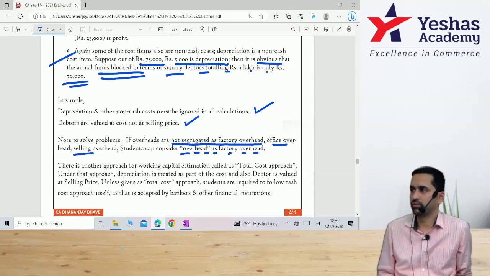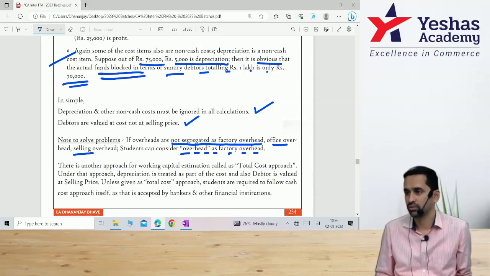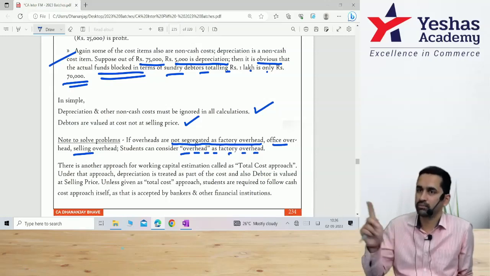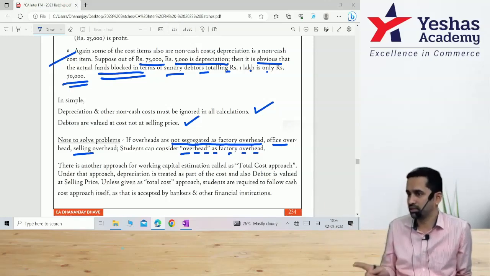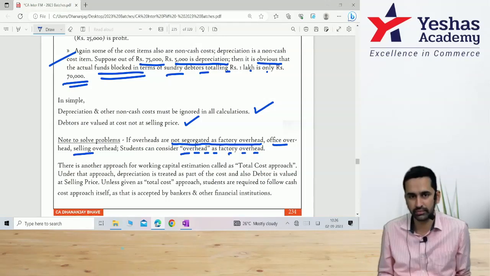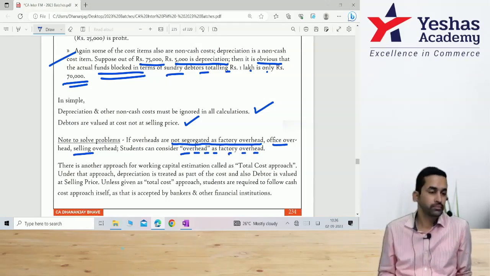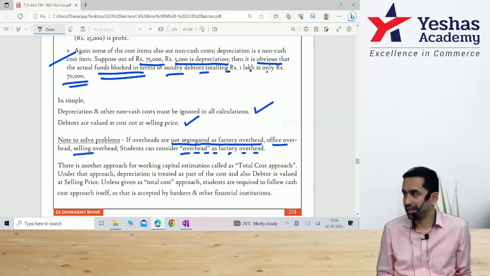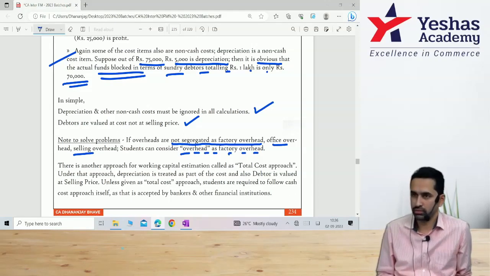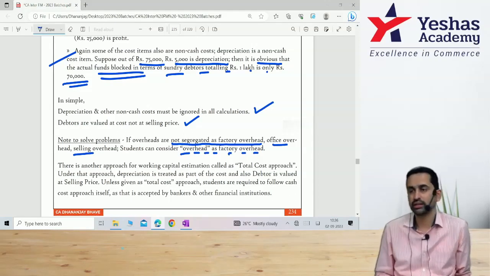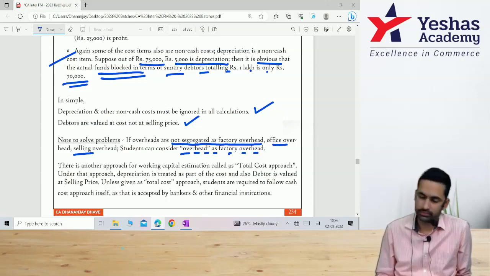Today and tomorrow, we will work out some questions where they simply say overheads, and also questions where they give admin overhead, manufacturing overhead, selling overhead, distribution overhead separately. Right? The last paragraph, I'm keeping it pending now because it says there is another approach. We should first know the base approach. Another approach we will study later.